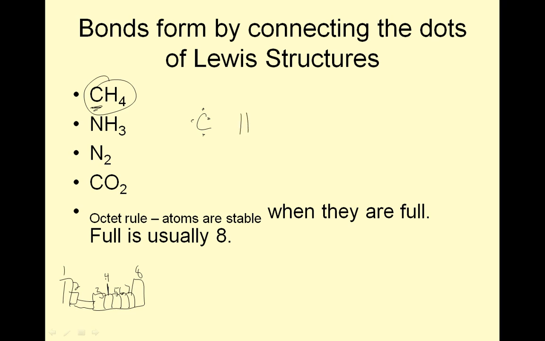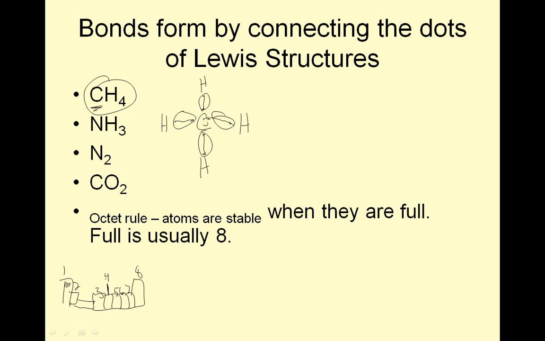And then I have 4 hydrogens. And I'm going to aim my hydrogens at these single electrons. Hydrogen's right here, so it has 1 valence electron. And then you connect the dots. So carbon has 2, 4, 6, 8. So carbon's happy.